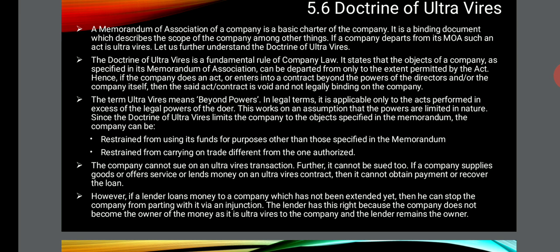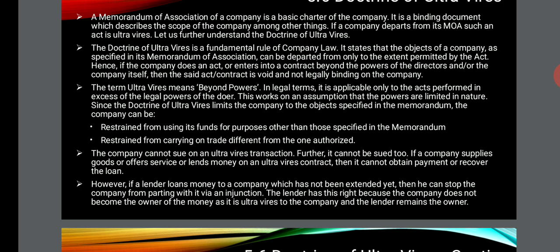Since the doctrine of ultra vires limits the company to the object specified in the memorandum, the company can be restrained from using its funds for purposes other than those specified in the memorandum, and restrained from carrying on trade different from the one authorized. The company cannot sue on an ultra vires transaction. Further, it cannot be sued. If the company supplies goods or services or lends money on an ultra vires contract, it cannot obtain payment or recover the loan.